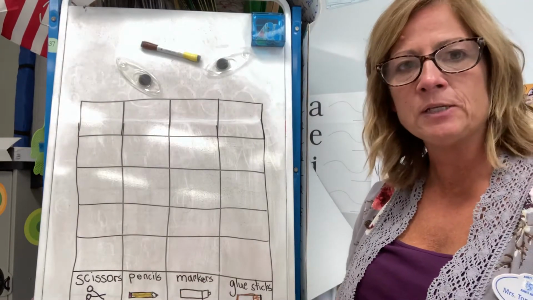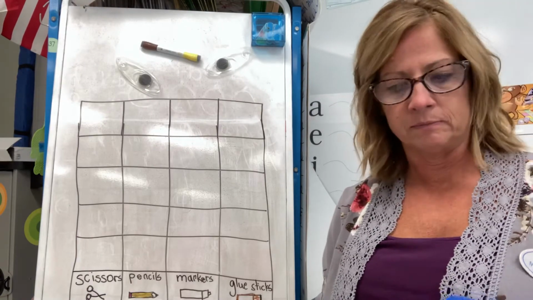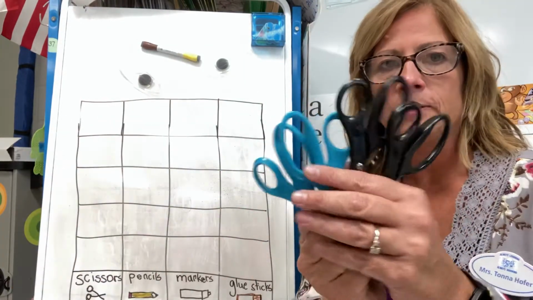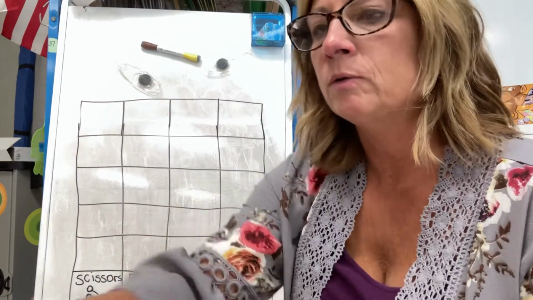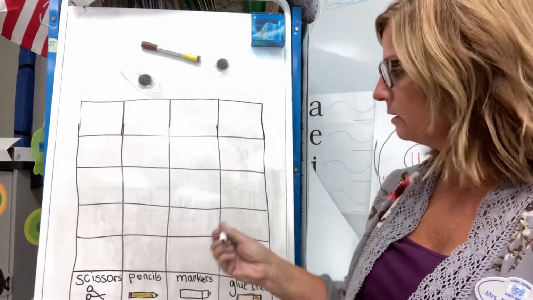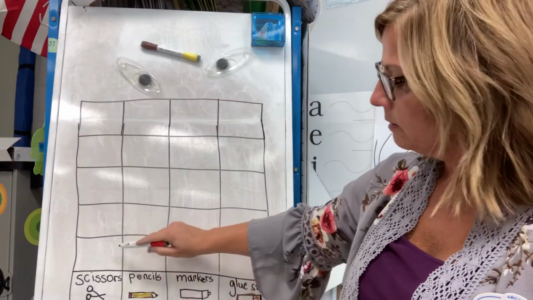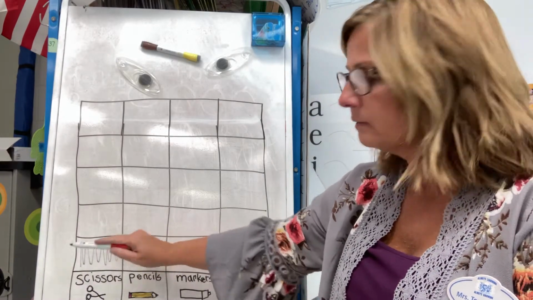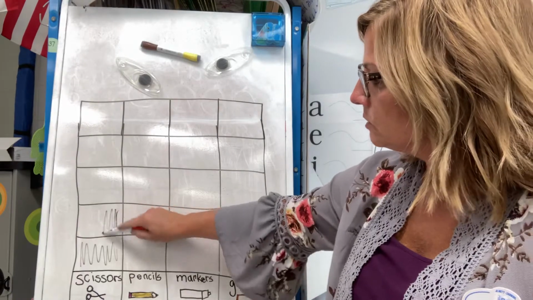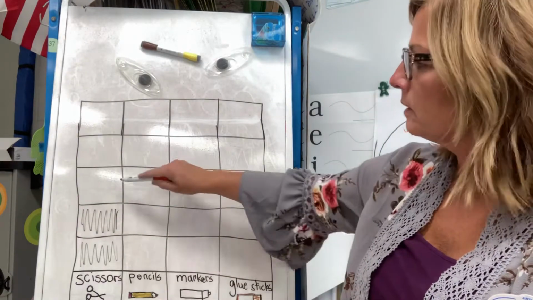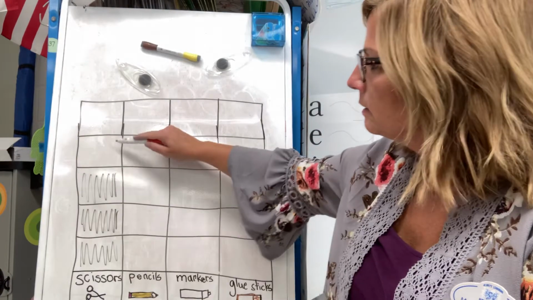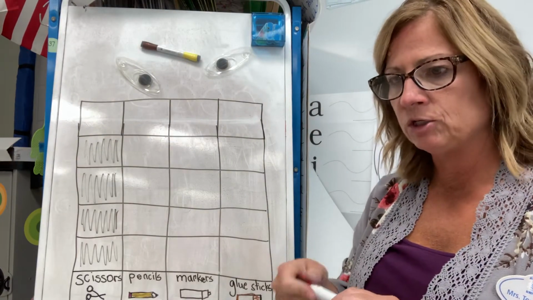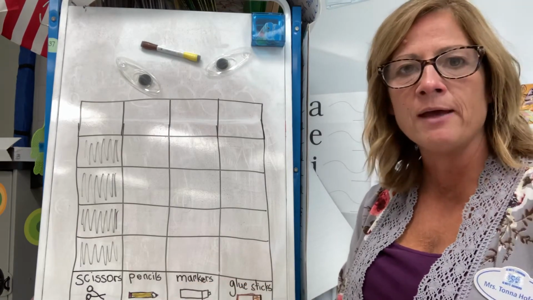Who remembers how many scissors we counted from our supply box? That's right, we had 4. Okay, so we're going to color 4 boxes to show that we had 4 pairs of scissors. So we have 1, 2, 3, 4.